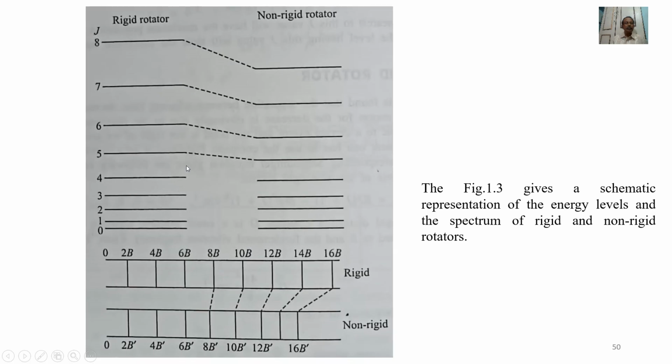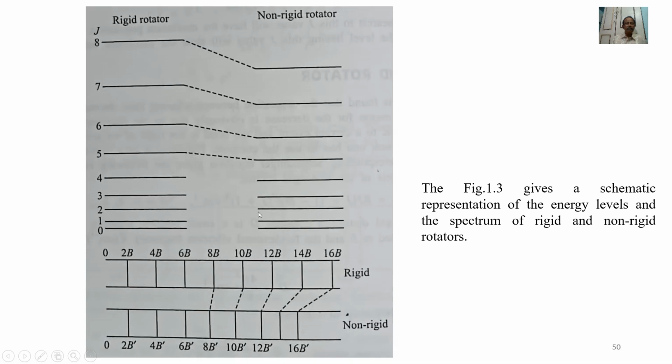See, we have for lower values of J. So this extreme left side, which is nothing but J values 0, 1, 2, 3, they are all J values. And look at the energy levels. When J equals 0, 1, 2, they are almost the same. For lower values of J, these lines for the energy levels of rigid rotor and non-rigid rotor are the same.